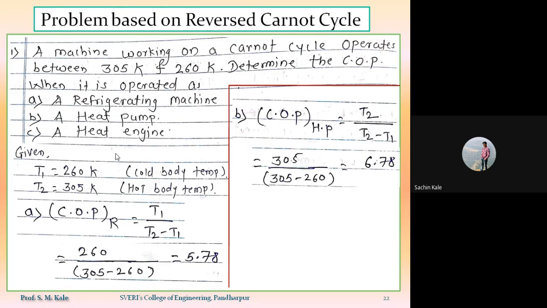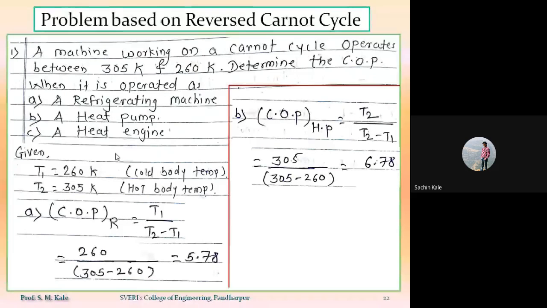Are you getting? Yes. Okay. Now the third one, we have to find out the COP of heat engine. Whenever the word COP of heat engine comes, indirectly they have asked us to find out the efficiency of heat engine. Now who will tell me the formula for finding out the efficiency of heat engine?